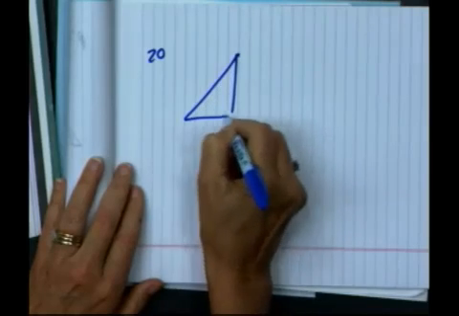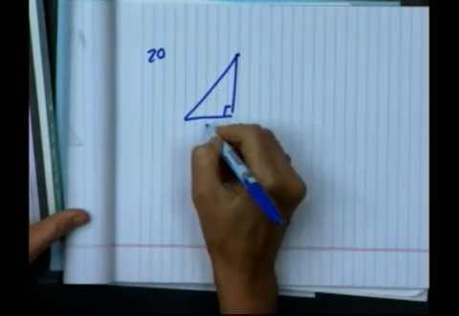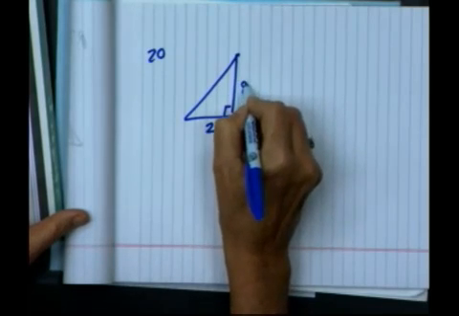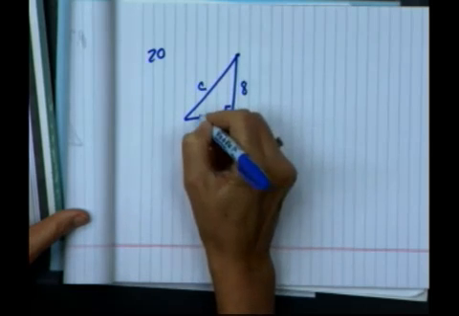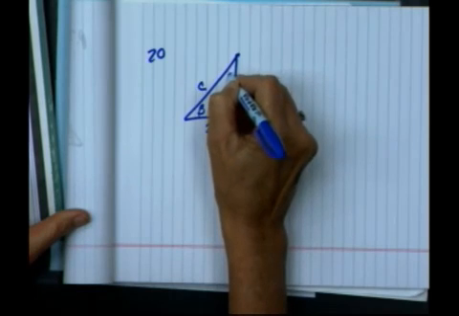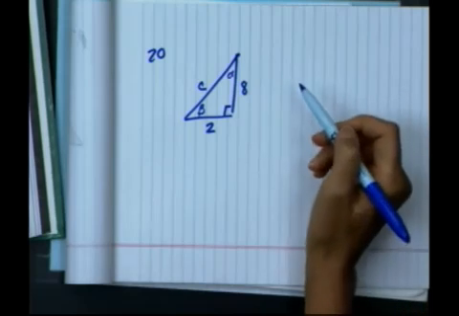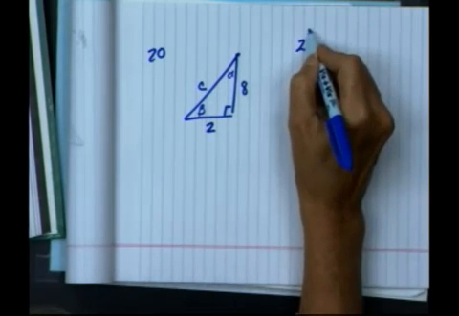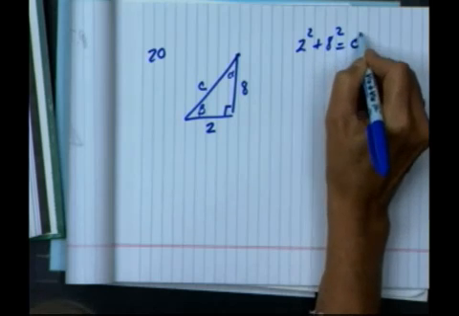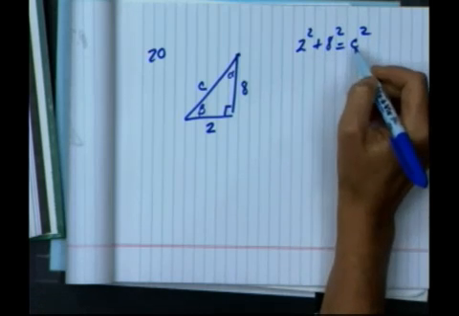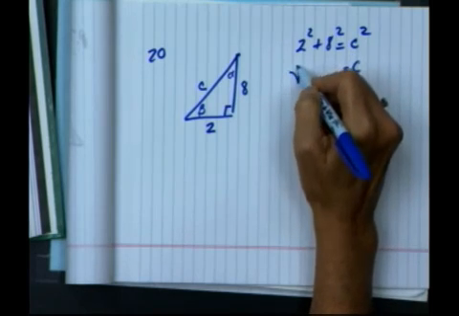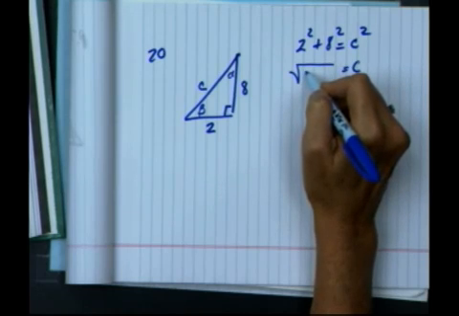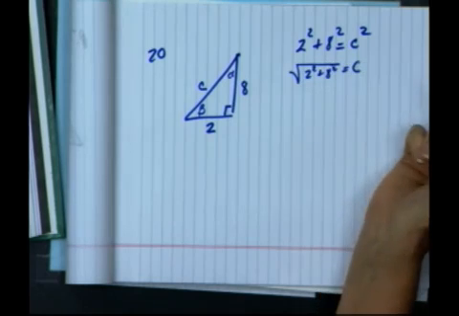Let's go to 20. Number 20, let's draw the triangle again. In number 20, A is 2, B is 8, and you're going to be looking for C, angle beta, and angle alpha. How are you going to find side C? Good old Pythagorean theorem. 2 squared plus 8 squared equals C squared. Be sure that you're solving for C, which means taking the square root of 2 squared plus 8 squared. Don't forget to do the square root.